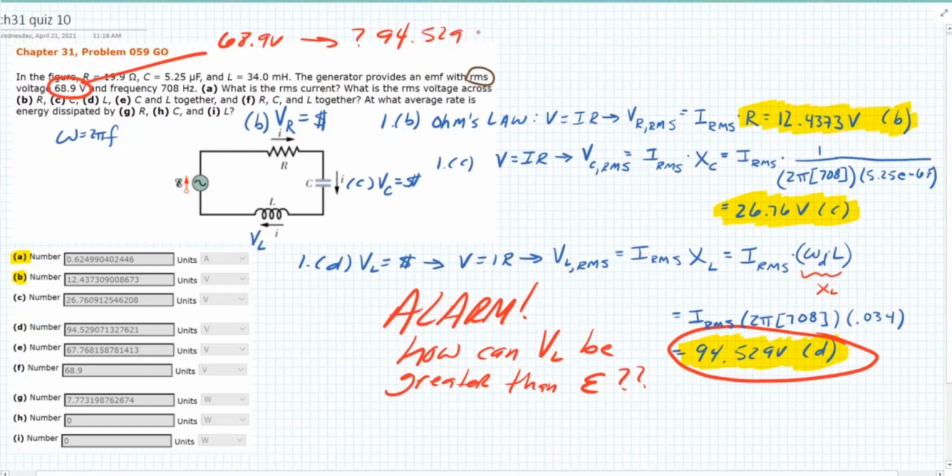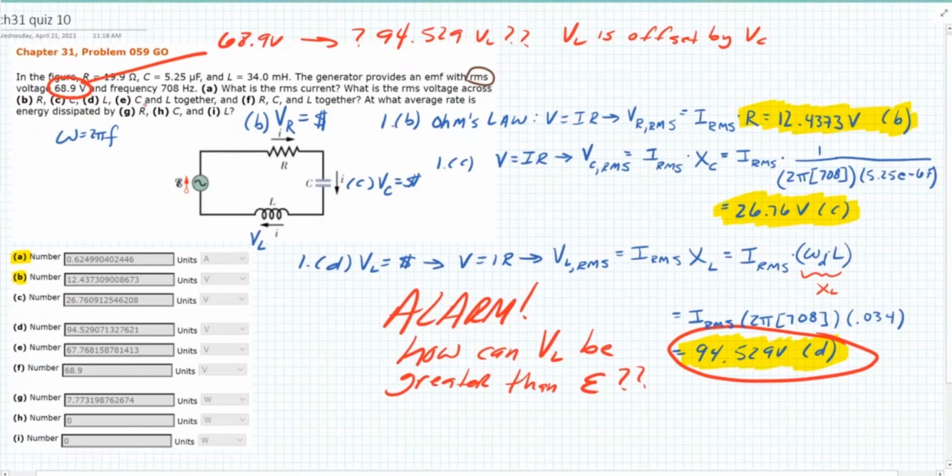And the answer is VL is getting offset by VC. That's why. So at any moment in time, you can have a voltage drop across the inductor that's greater than the EMF. But you have this offsetting effect, means that you're obeying the laws of conservation of energy. All right, so that's D.